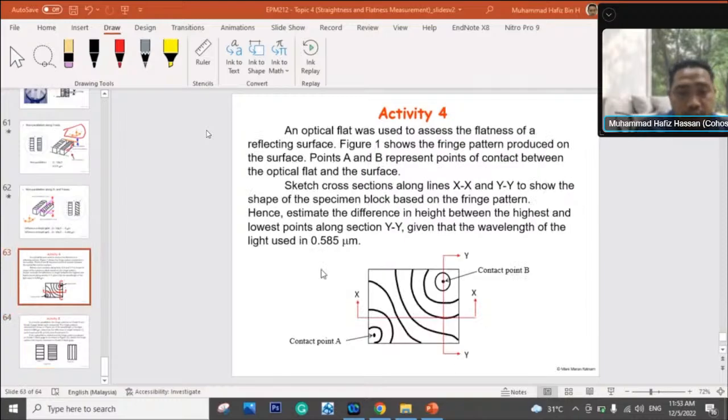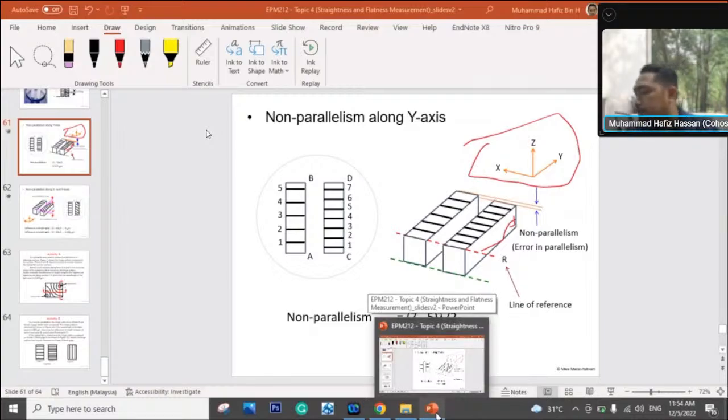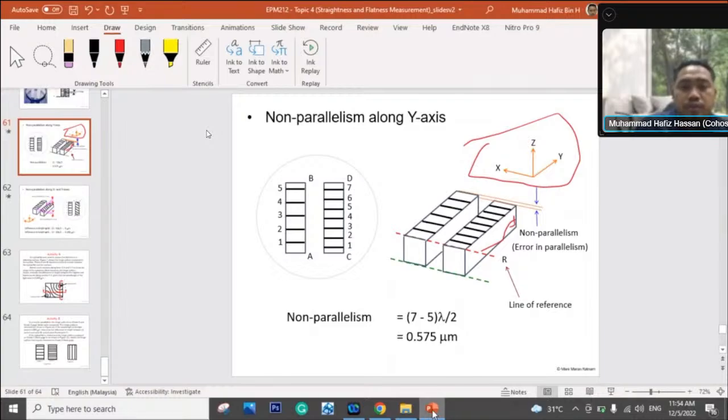So I will try to give you an example. Monday is a public holiday. Is it Wesak? Oh my god, Wesak? Okay, I forgot already. So it's Wesak Day.